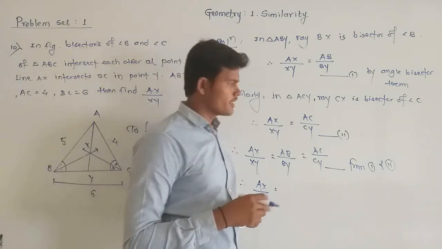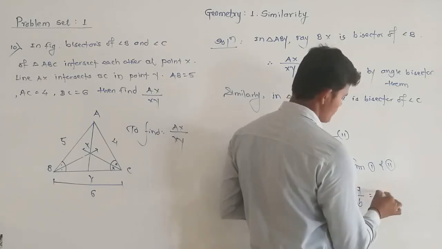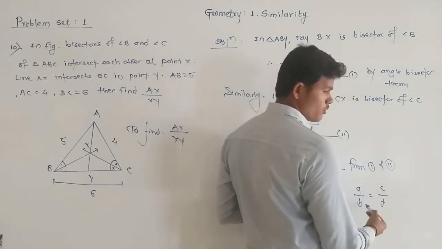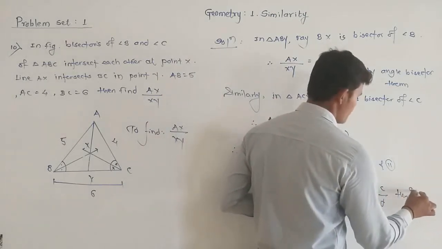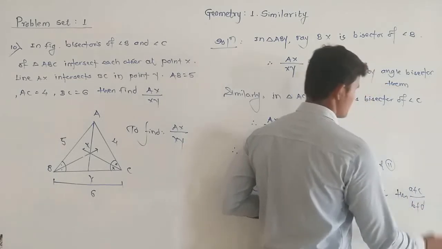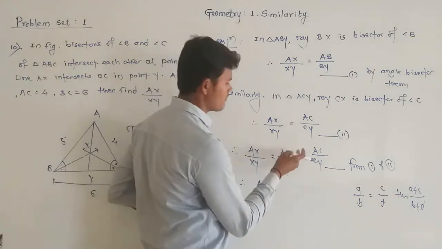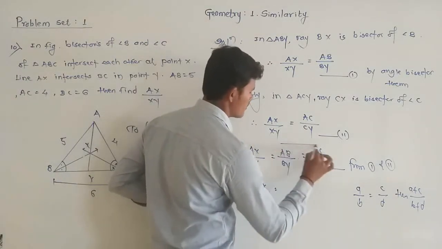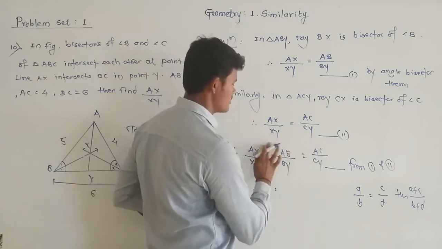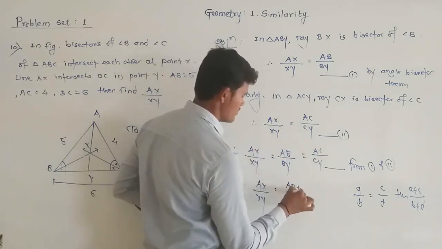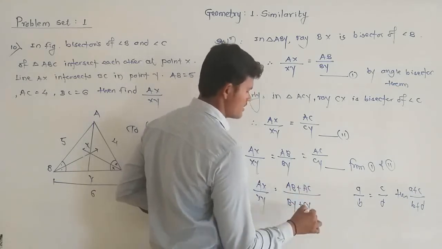What does the theorem on equal ratio state? If a upon b is equal to c upon d, here both the ratios are equal, then we get a plus c upon b plus d. We are adding the numerators and denominators. So here also we are applying the theorem on equal ratios for these two ratios, that means AB upon BY and AC upon CY. So we get AB plus AC divided by BY plus CY by using theorem on equal ratios.